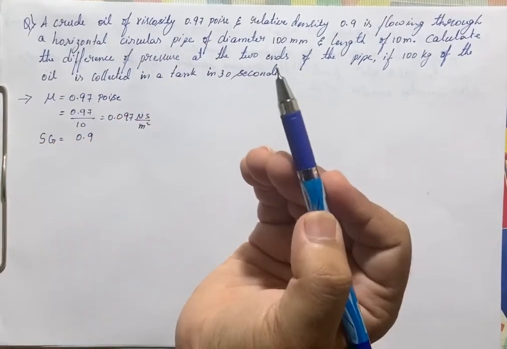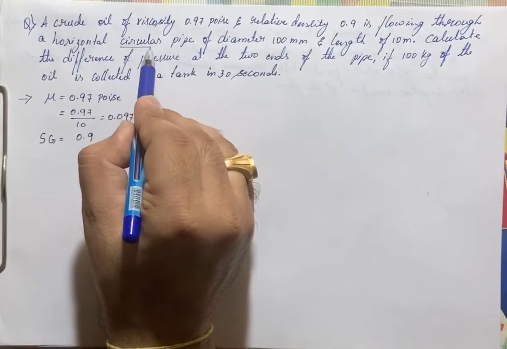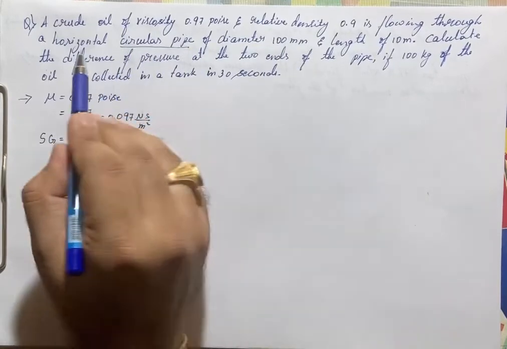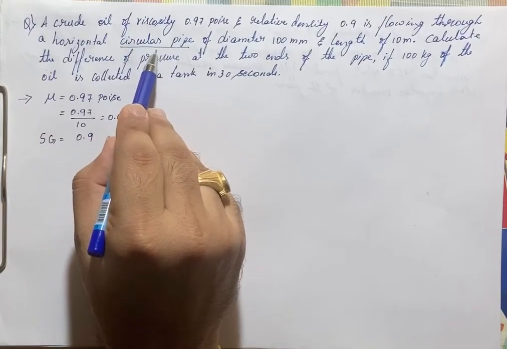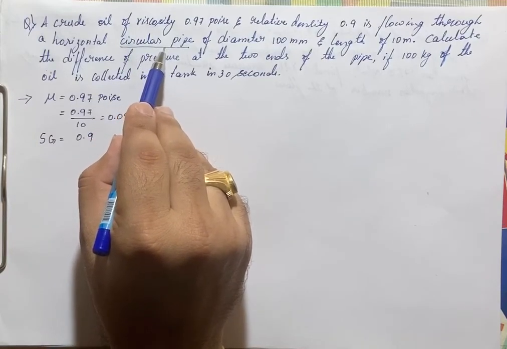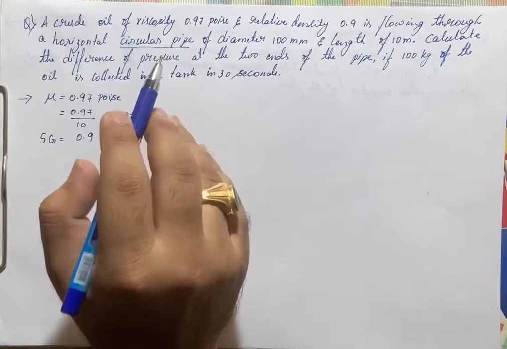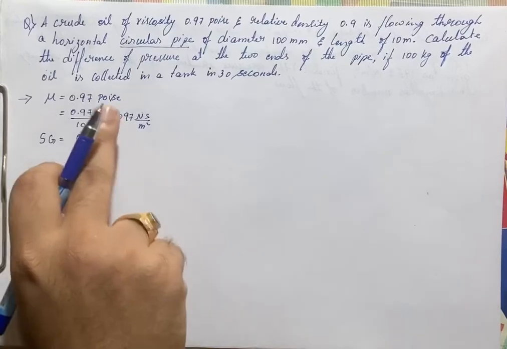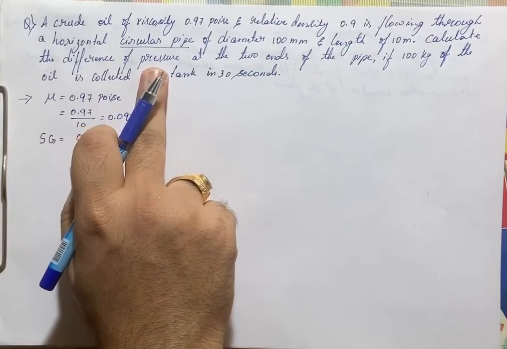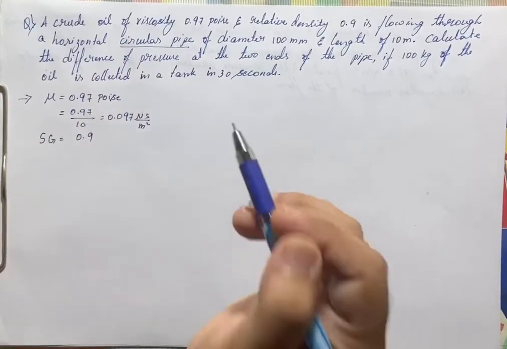Now how can I say this is a laminar flow through a circular pipe? Here he has given that it is flowing through a horizontal circular pipe. This is what you can distinguish between flow in between parallel plates and flow in a circular pipe. He will be mentioning that in the question, right?